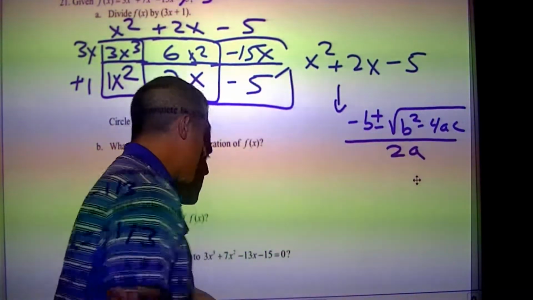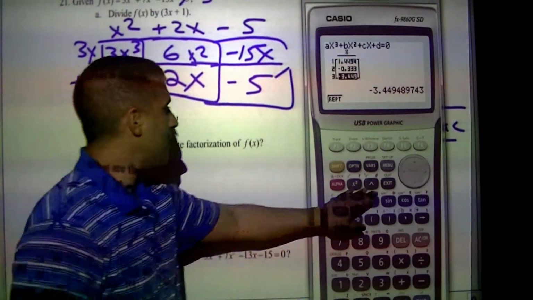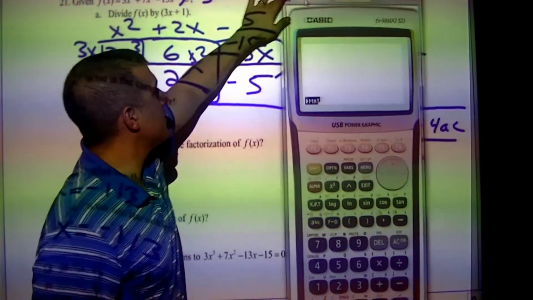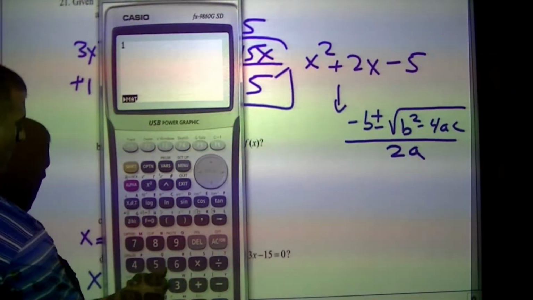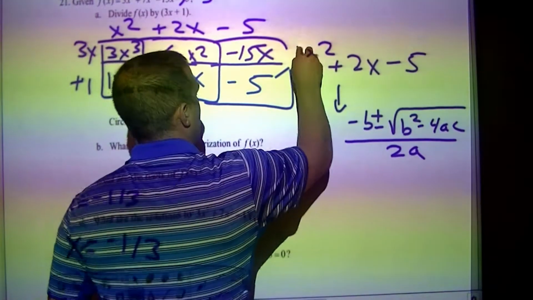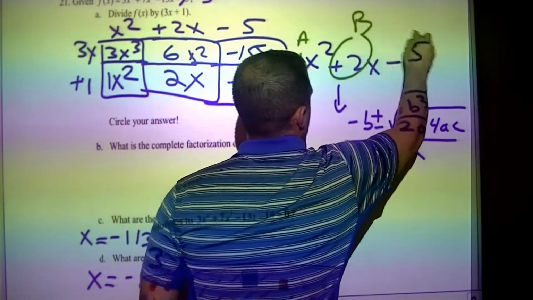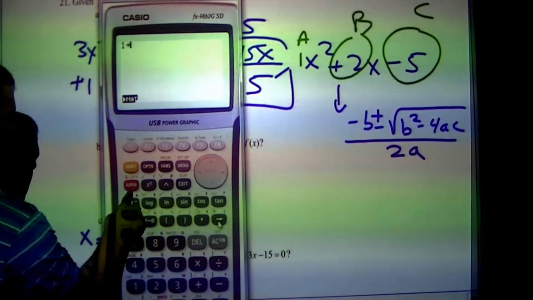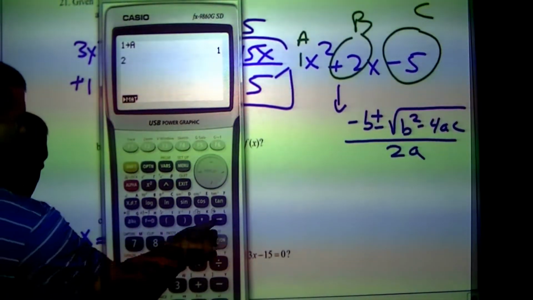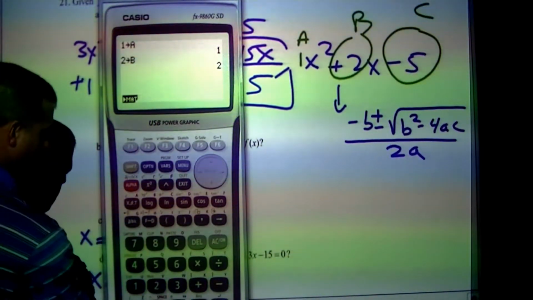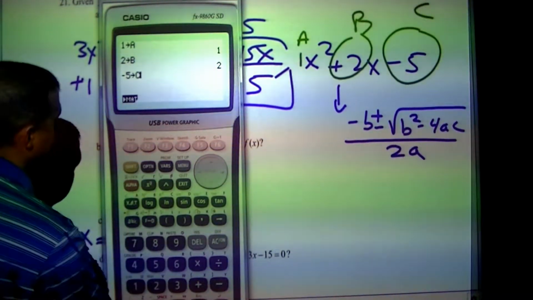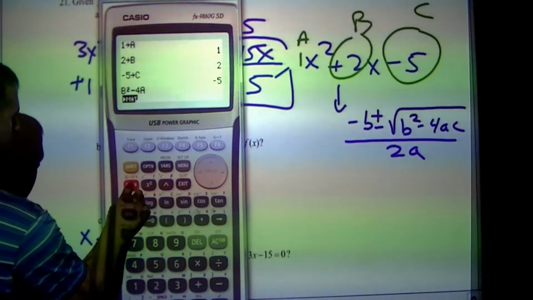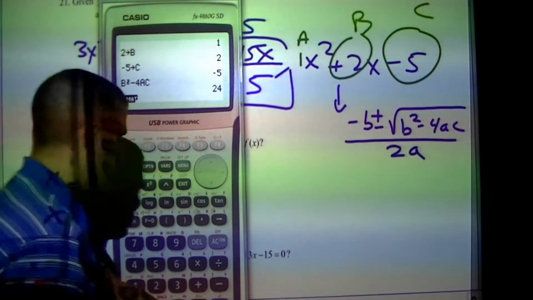All right, so what I'm going to do is go back to my menu, and go back into run, and I'm going to put some of this stuff in here. So my A is 1, this is my B, this is my C. So I'm going to do 1 arrow alpha A, 2 arrow alpha B, negative 5 arrow alpha C. I'm doing that B squared part first. B squared minus 4 alpha A alpha C. And what I got is 24.